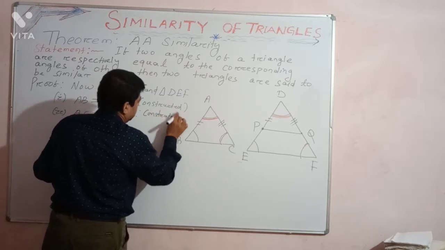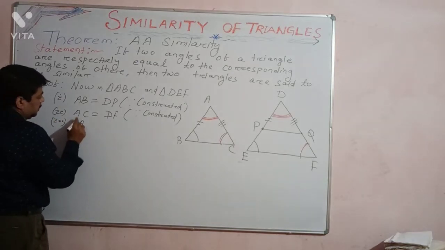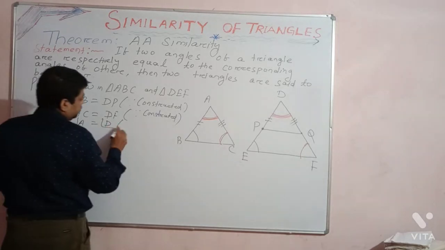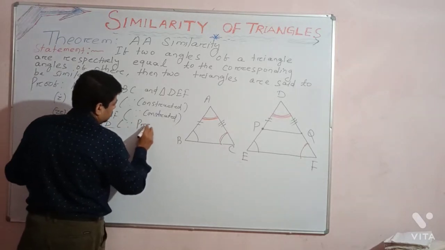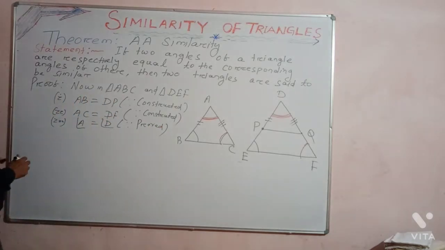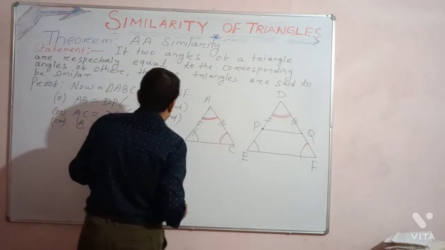And the third point, we already proved that angle A is equal to angle D. Understand or not? It is proved. So you see, side, angle and side.